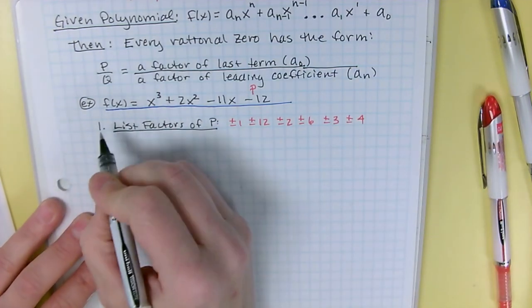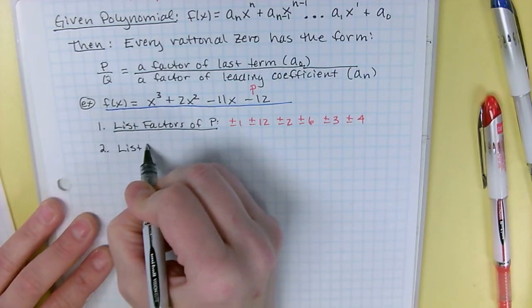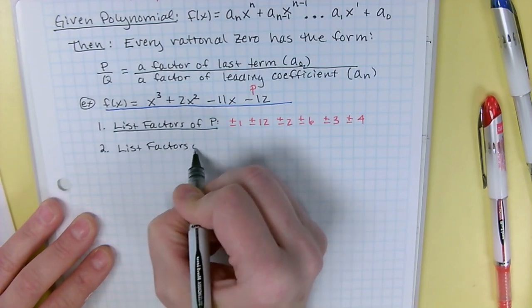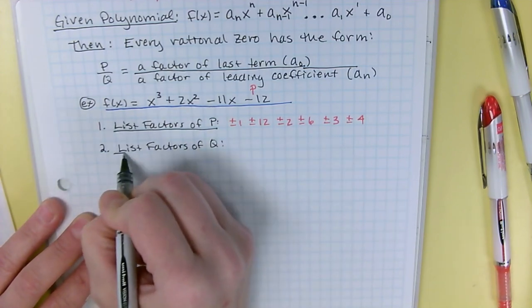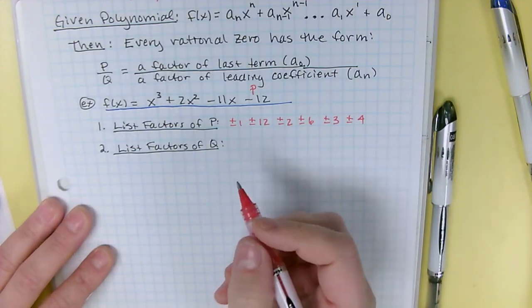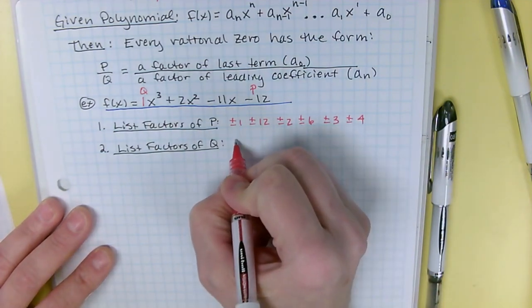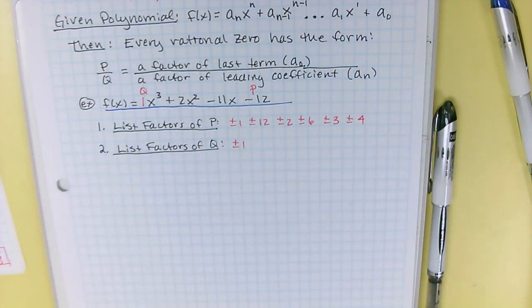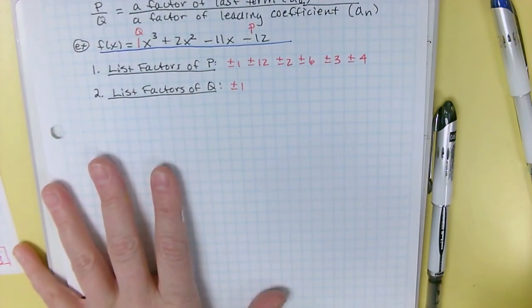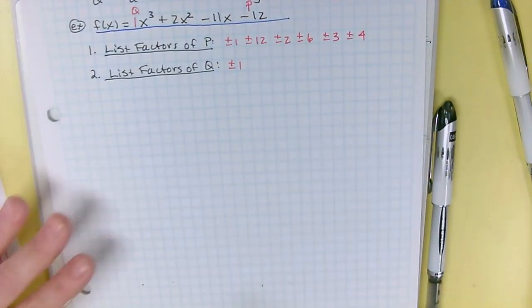Okay, number 2, we're going to list factors of Q. Q is the invisible 1, the leading coefficient, which is nice because it's plus minus 1. And they're going to be nice to you. For most of the problems today, the Q term will be 1, which will make your list a whole heck of a lot shorter.